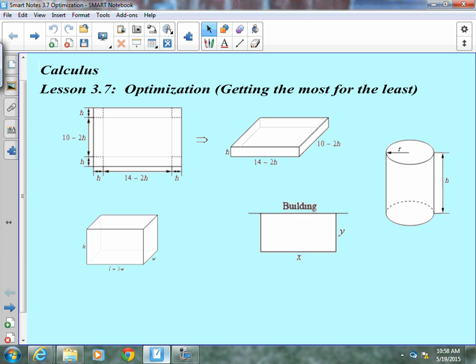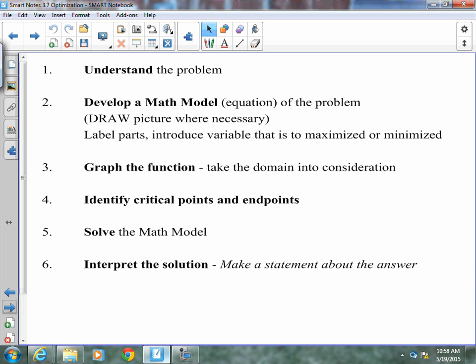Today we're going to be talking about an idea called optimization, which is pretty much getting the most for the least, or minimizing the amount of cardboard it takes to make a box, or minimizing the amount of material it takes to hold a certain amount of liquid, something along those lines. So, there are some steps to do this.